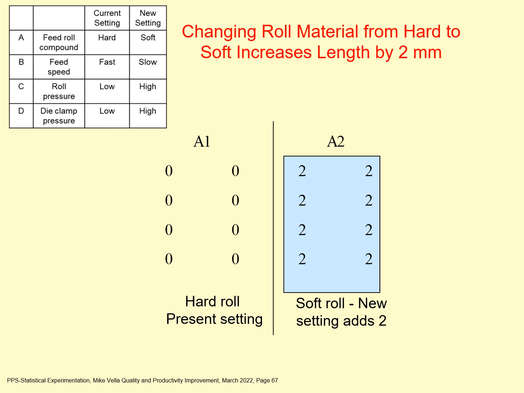So on our first test, we're going to change factor A, that is the feed roll compound, from hard to soft. And we find that when we change the roll material from hard to soft, it increases the length of the tubing by 2 millimeters. So it's shown on the right. Factor A1, no change. Factor A2, the soft rolls, it changes the length, grows by 2 millimeters.